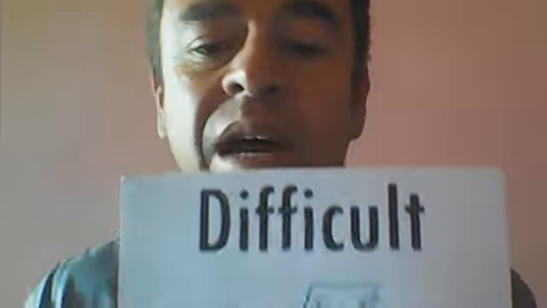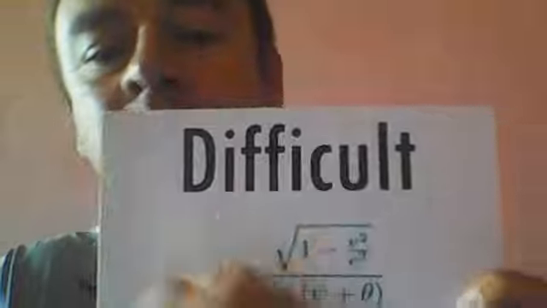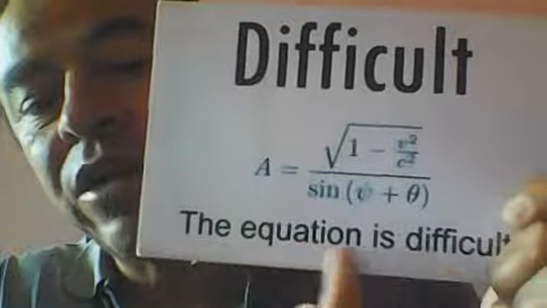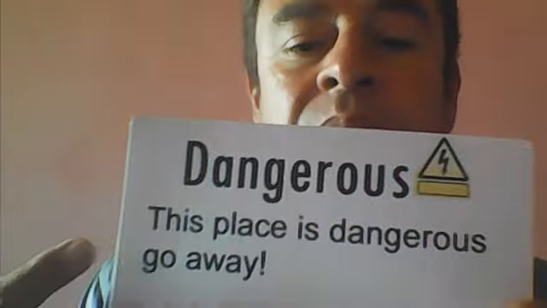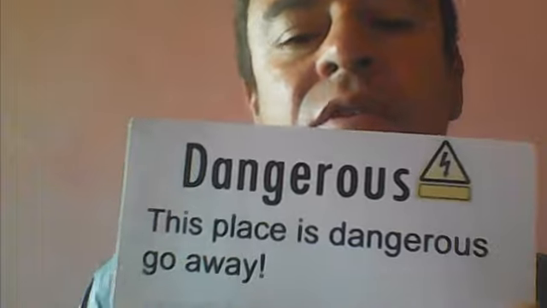All right, next group you are going to learn are long adjectives. Look at my fingers. Long adjectives. And examples of long adjectives that have two or three syllables are difficult. Example: this equation is difficult. Dangerous. Three syllables. Long adjective. This place is dangerous. Go away.